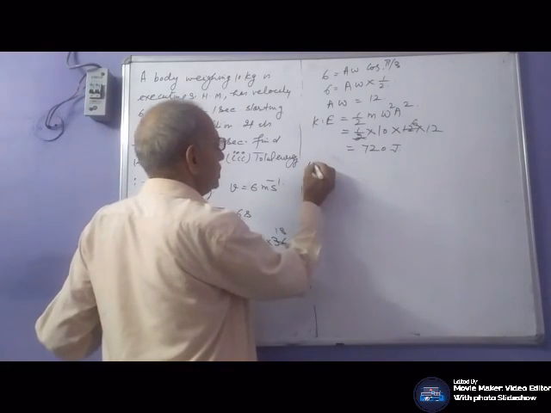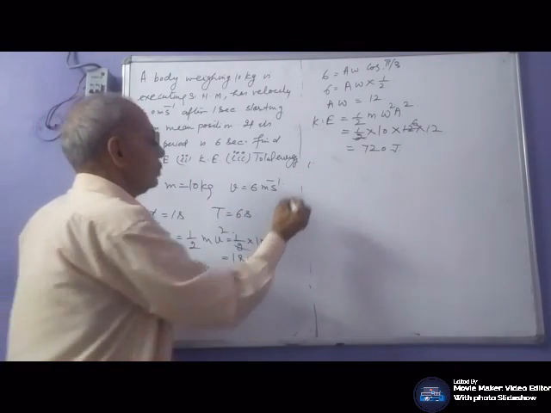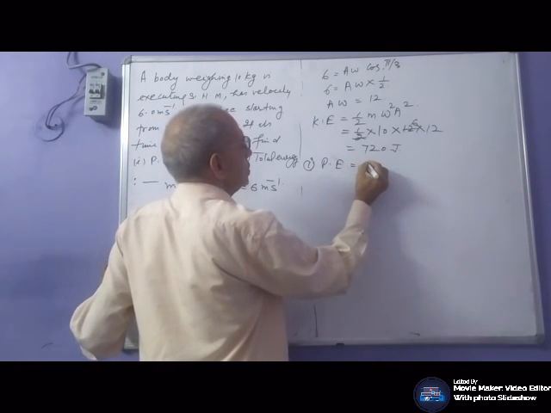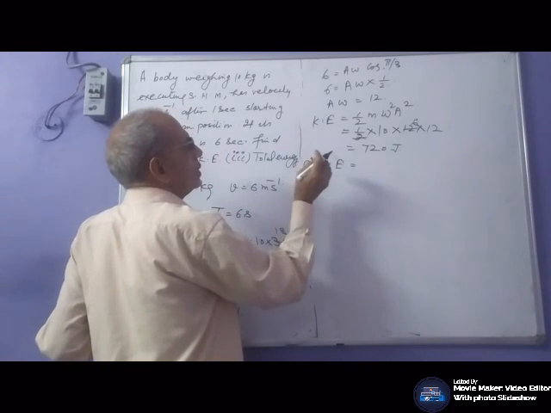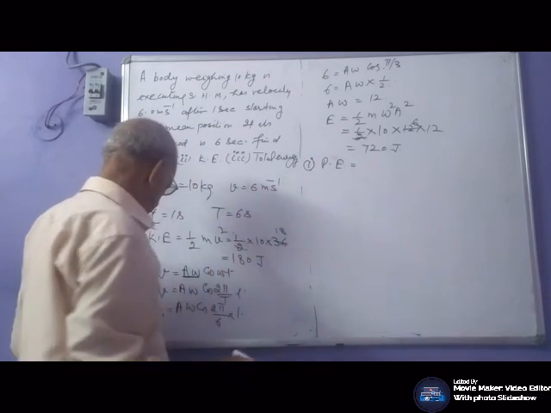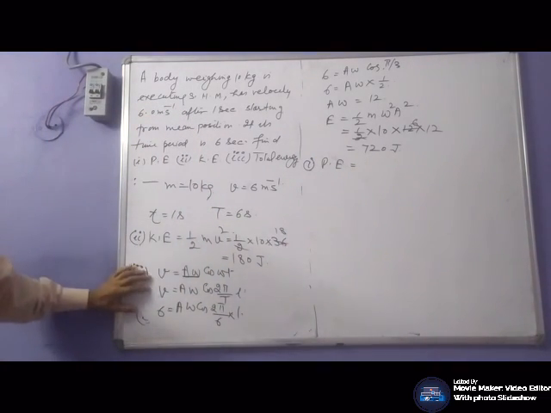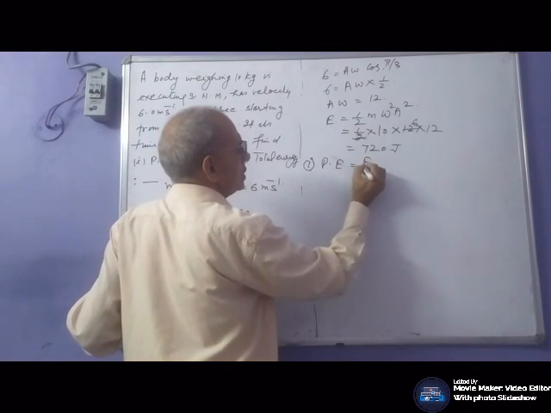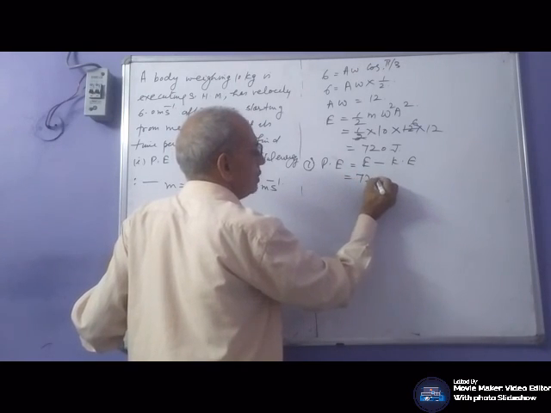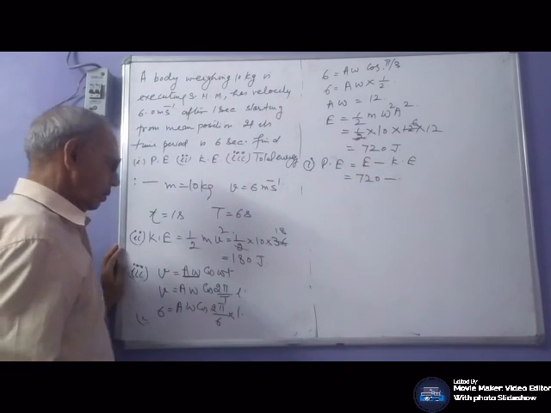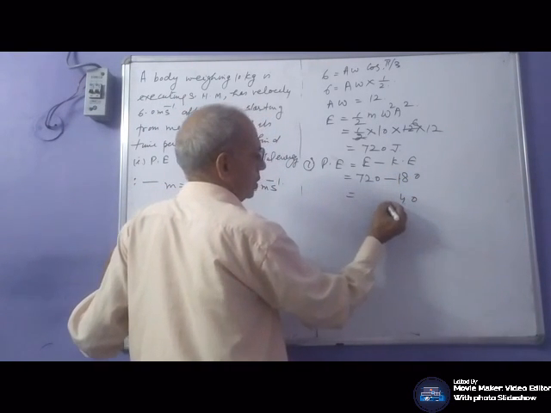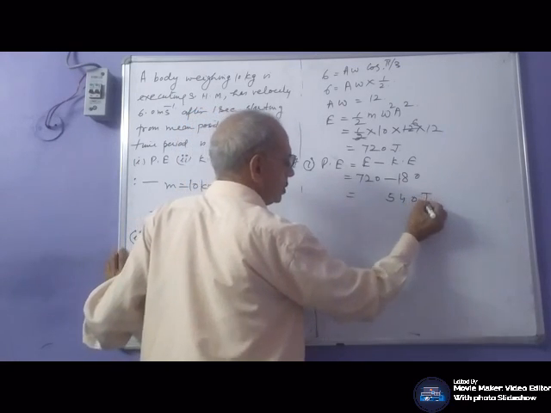Now we have calculated kinetic energy first. Potential energy is total energy minus kinetic energy. It is 720 minus 180, that is 540 joules.